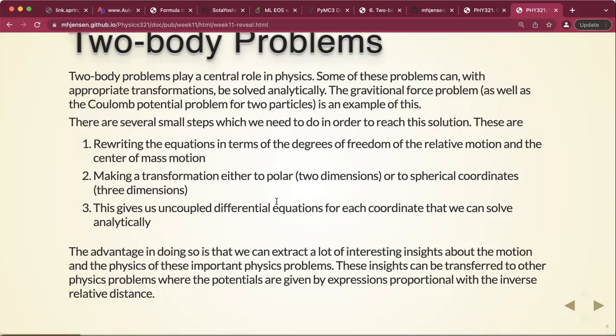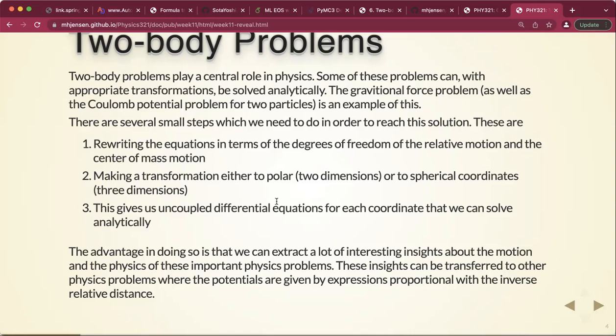We are going to rewrite the equations in terms of the degrees of freedom of the relative motion and the center of mass motion. When we start with the equations in Cartesian coordinates in a three-dimensional system with two objects, you have 2 times 3 dimensions. That becomes a 6-dimensional set of differential equations. We normally say you have the dimension of one object multiplied by the number of objects, and that's the complexity of the problem you want to solve.